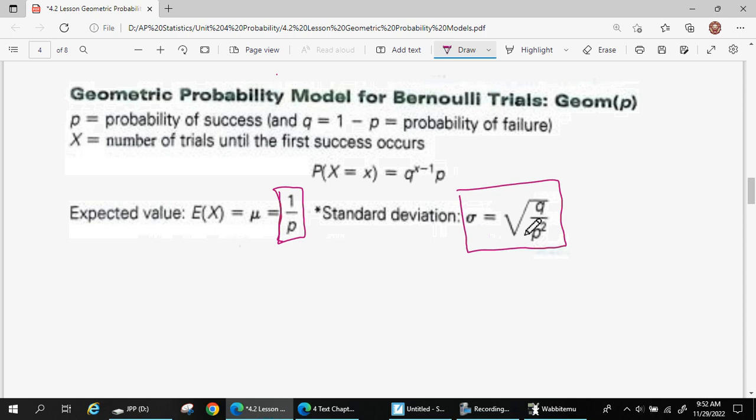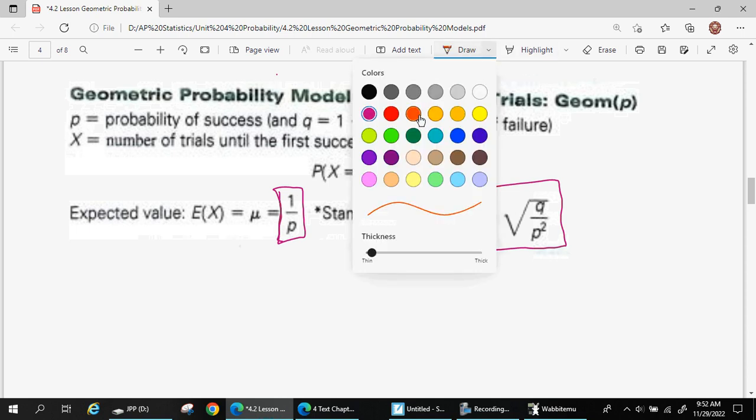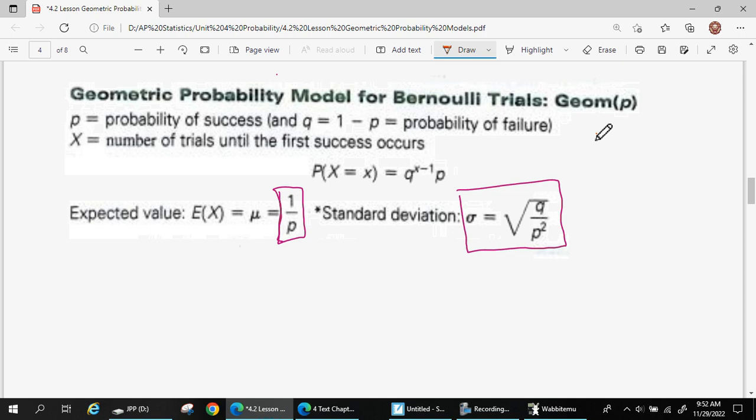That will probably make more sense when we do an example here in a second. So just know this notation that P is the probability of success, Q is the probability of failure. When you look at the formula sheet that we get for the AP exam, they are going to denote failure as 1 minus P. So just get used to seeing both ways of denoting the probability of failure.